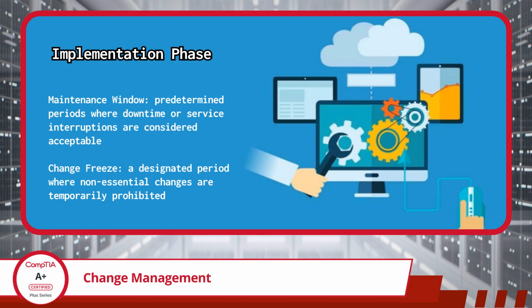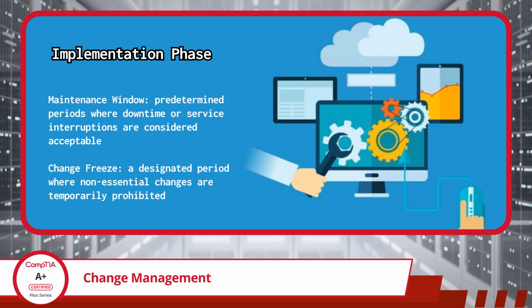Once testing is successfully completed, the change moves into the implementation phase. This is where the approved modifications are finally applied to the live production environment. During implementation, teams follow the documented procedures carefully while monitoring systems for unexpected behavior or failures. Timing also plays a major role in successful implementations.